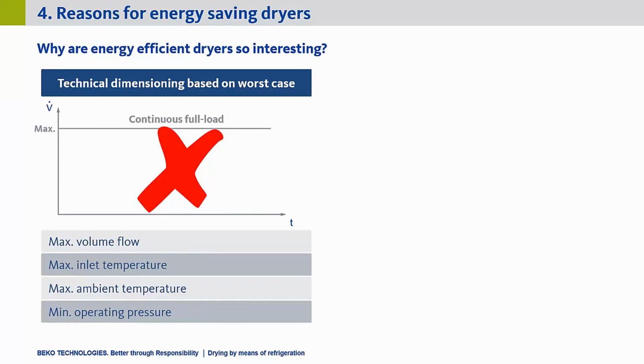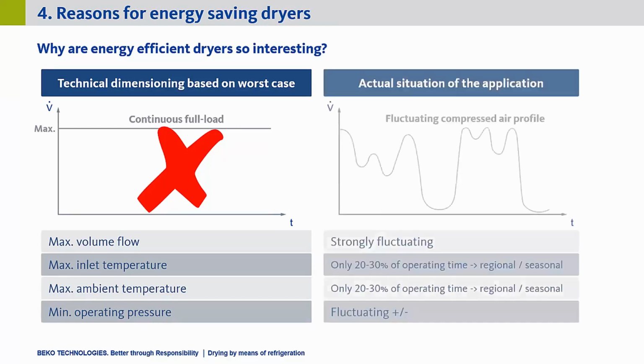Normally, it's just pretty seldom that these factors are at their worst values all at once. Therefore, the dryer doesn't have to run on full load all the time. And this is where we have our saving potential. As you can see here, the actual situation of the application is different. Normally in every company, we have a fluctuating compressed air profile, or fluctuating demand in compressed air. And then again, only 20 to 30% of the year, or the whole operating time of the dryer, we have this maximum inlet temperature and maximum ambient temperature.